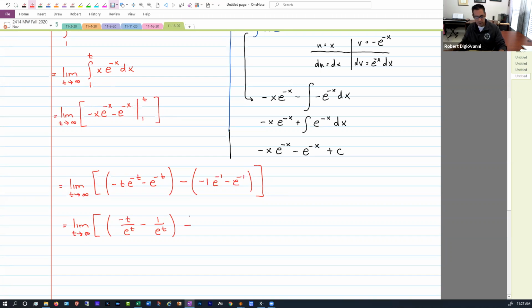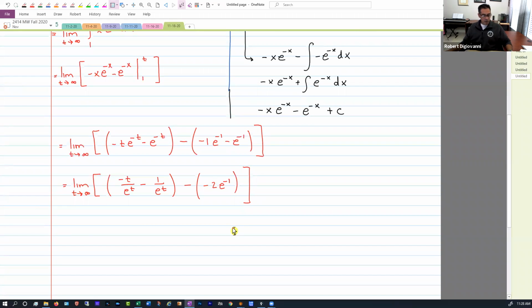And then on this one, that becomes negative 2 e to the negative 1, because these are exactly the same. So I have two of them. I'm just subtracting, right? So I'm just going to put them together. I get that.